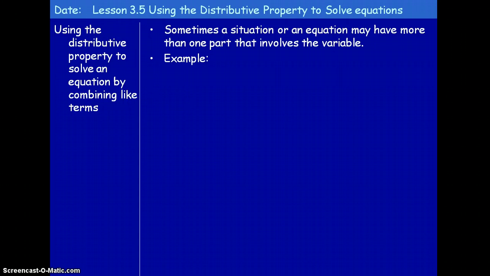Here we're going to use the distributive property to solve equations by combining like terms. Sometimes a situation or equation may have more than one part that involves the variable. Here are 3 examples where you might see this. Please take a moment to read each of them. As always, you don't have to write down all the words of the examples, but it is important to follow along.